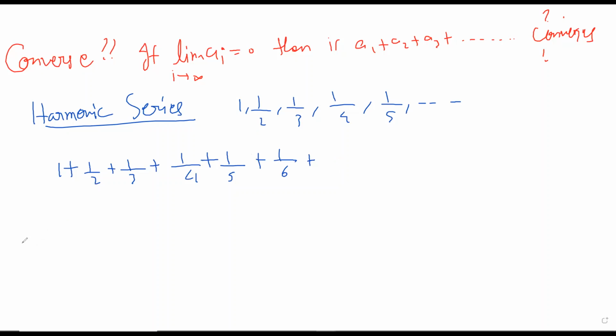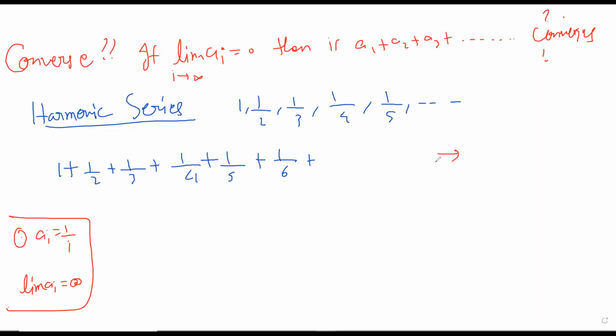So let's first write the observation. If we call a_i equal to 1 by i, then in fact limit a_i is 0. There is no question about this. This we all understand. Now let us show that this diverges.